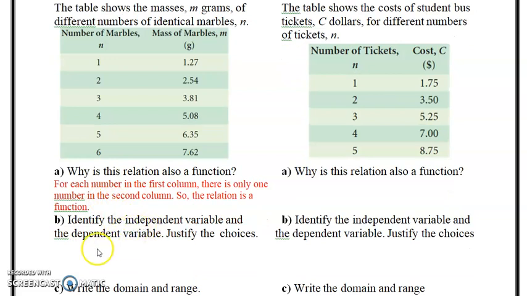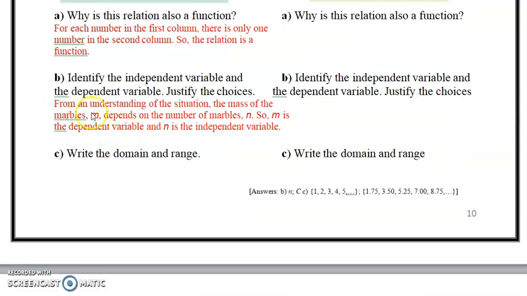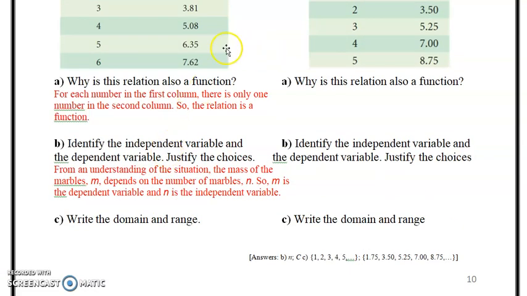Identify the independent variable and the dependent variable. Justify the choices for these. So based on my understanding of the situation, the mass of the marbles, M, depends on the number of marbles, right? So if you have 3 marbles, that mass is going to depend on that number, right? So M is the dependent variable, the mass, and N is the independent variable, the number of marbles, right? I can see how you would think it goes either way, but like I said, once we get the hang of this, it'll become a little more familiar, I would say. Okay.